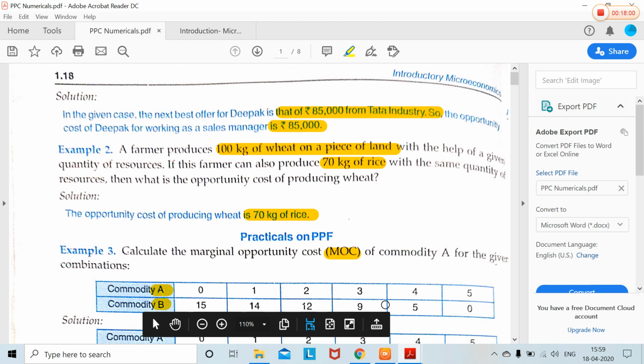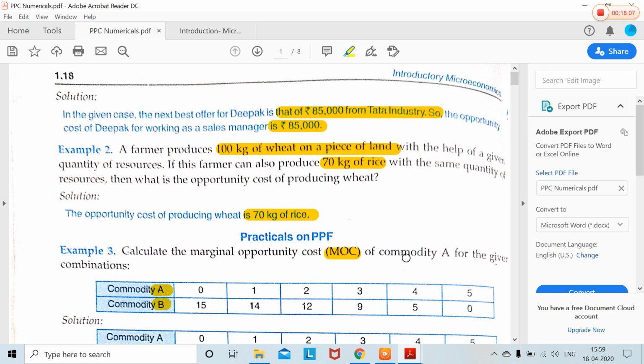so this we are gaining, and commodity B we are losing every time. So whenever you construct a hypothetical example of your own, I want to see everybody's numerical example.